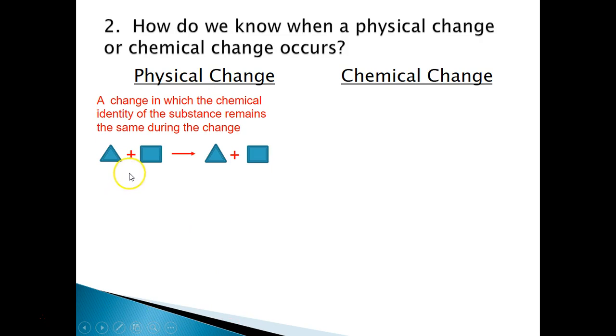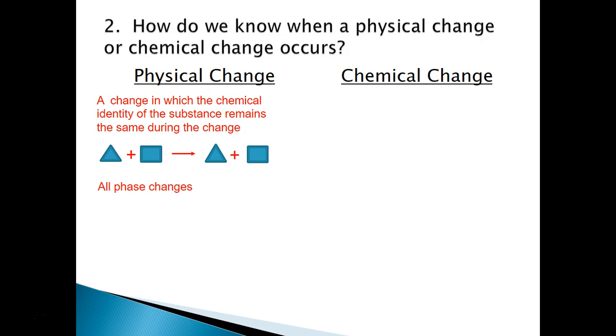So here this is diagrammed. Let's say I have an atom of triangle and an atom of rectangle. When I add them to each other, after the change, which is represented by the arrow, I still have an atom of triangle and an atom of rectangle. So buzzwords, things you can think of as physical changes, are all phase changes: boiling, condensing, freezing, melting.